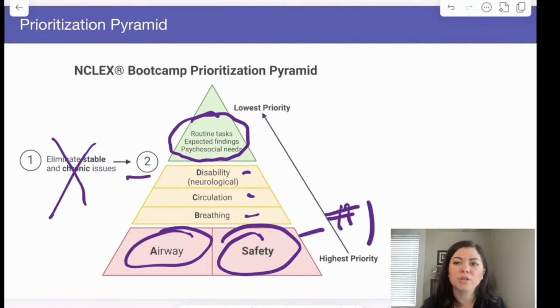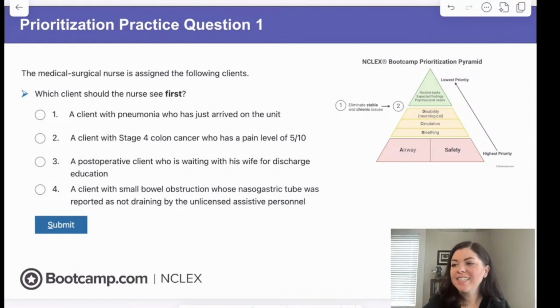An example of a psychosocial need is maybe our client is anxious or frustrated. And certainly we want to use therapeutic communication and address their needs, but it's typically not going to pose any type of life-threatening risk. So I know that was a lot I just threw at you guys with that pyramid, but that's really laying the groundwork. And we're going to use this pyramid as we navigate these next couple of practice questions. So let's get into the first question.